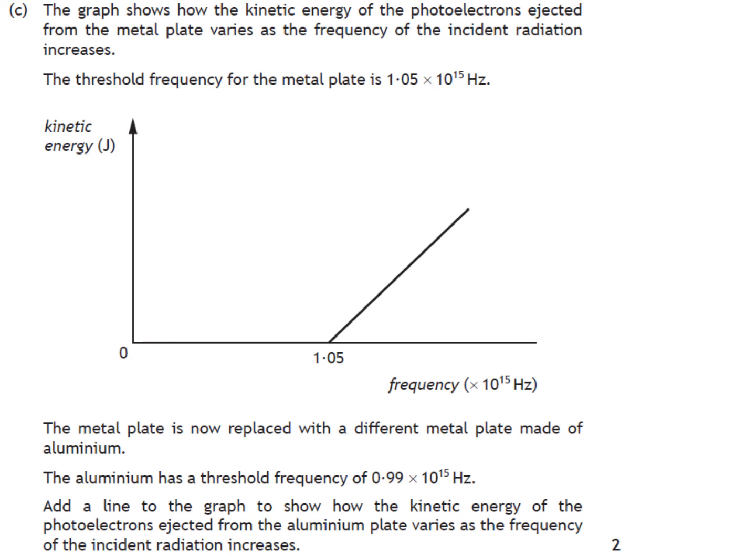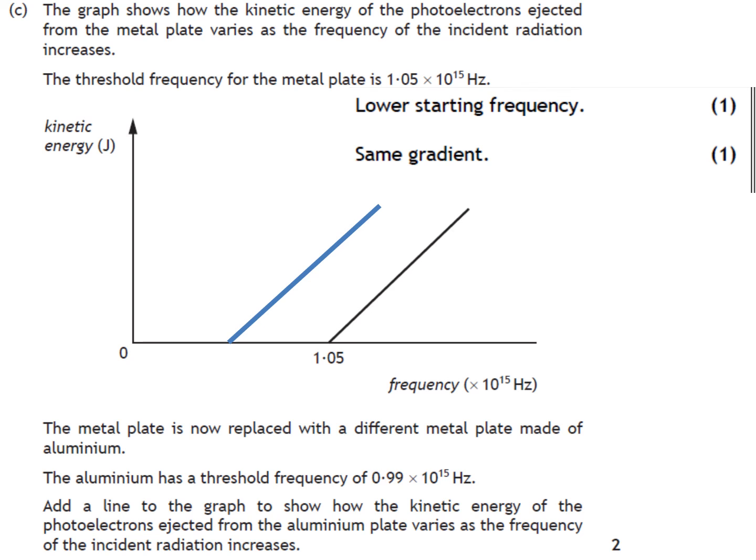So how would the graph look for the aluminium? The answer would be, it'd be like this. It'd be much lower down because it's a smaller threshold frequency. However, you have to be careful. It's a lower starting frequency, but you have the same gradient. So make sure you don't get caught out by that. Lower threshold frequency, but the gradient is the same.